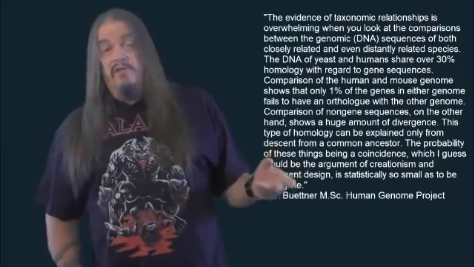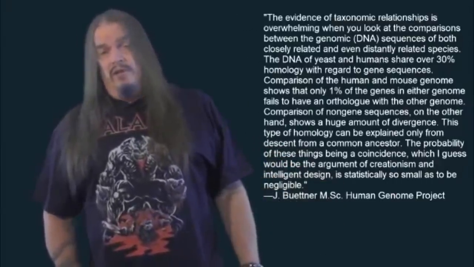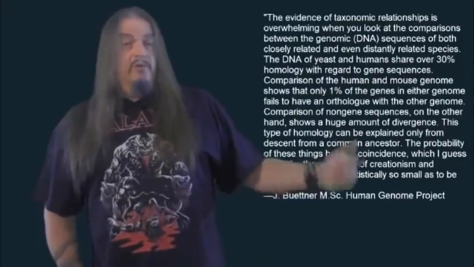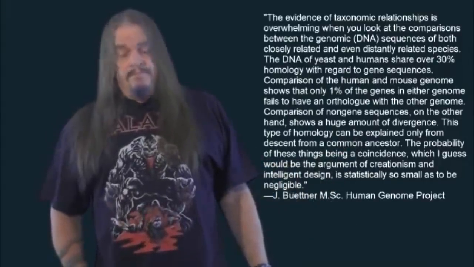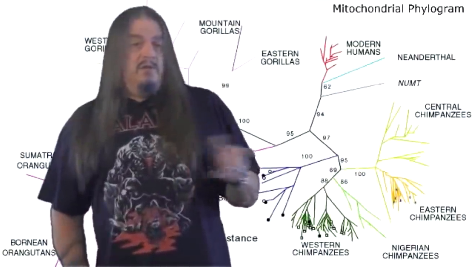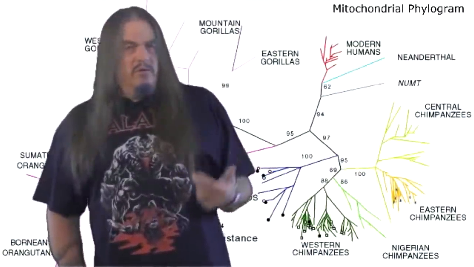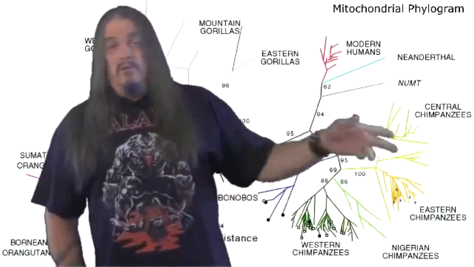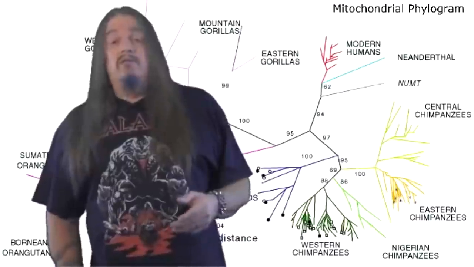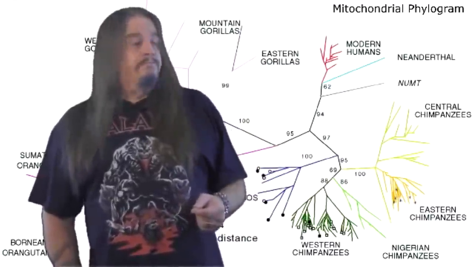The probability of these things being a coincidence, which I guess would be the argument of creationism and intelligent design, is statistically so small as to be negligible. So whole genomic comparisons have confirmed a definite relationship, kind of like doing a genetic test to determine paternity. But we're not just trying to identify your father or tracing your grandfather's grandfathers, though they can do that now too. We are going much, much further back than that.